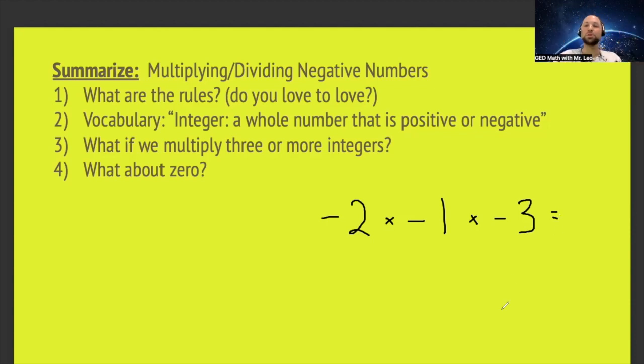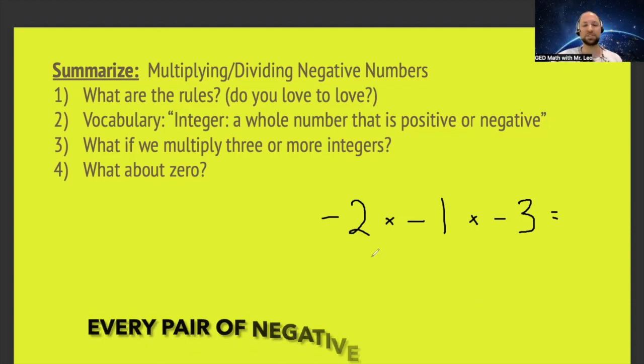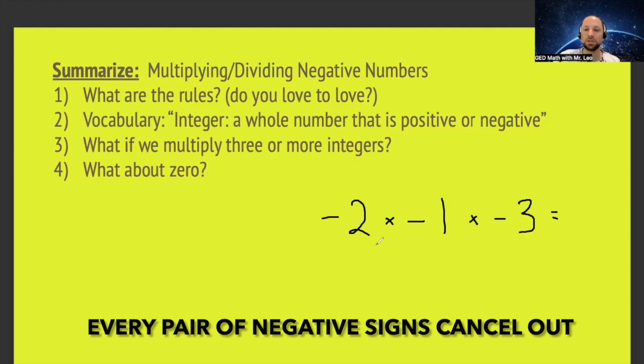Why? Because every pair of negative signs cancels out. If you look closely, there are 3 negative signs total. 2 of them are going to cancel out, and the last one is going to land in your answer. Let me show you. Let me break it down. Just focus on the first 2 numbers.